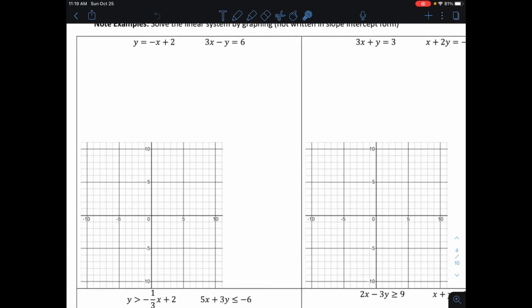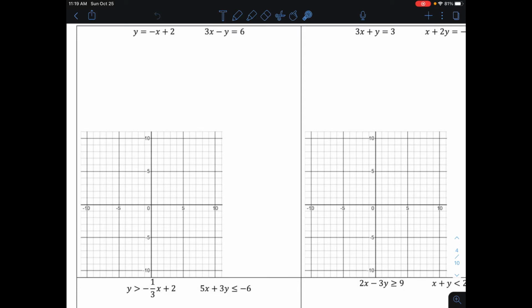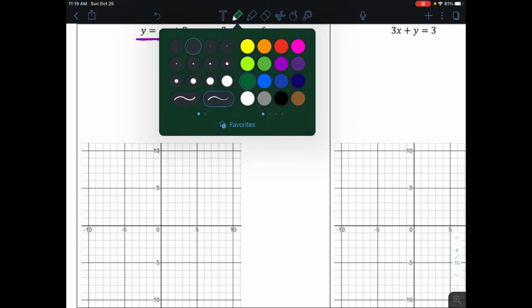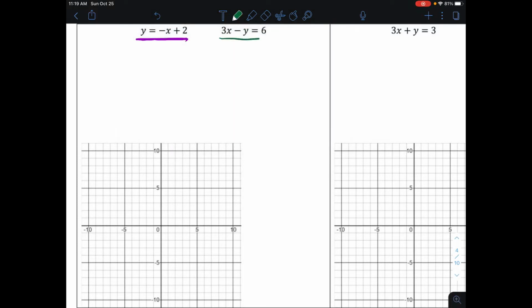So looking here at this first problem, I want to find the solution to this system. First of all, we're given the equation y is equal to negative x plus 2, and that one is in slope-intercept form, so I'm good to go. I can go ahead and graph that one, but before I get into the graphing stage, I'm going to rewrite this other equation.